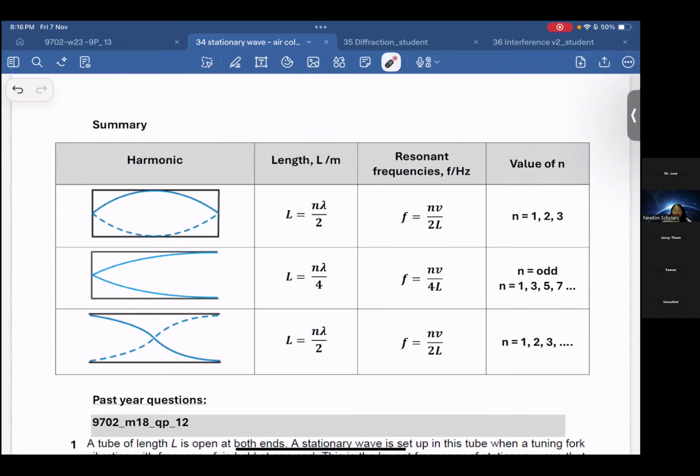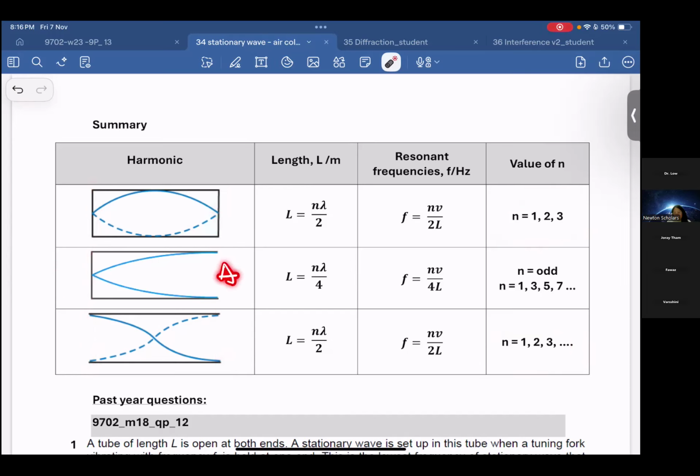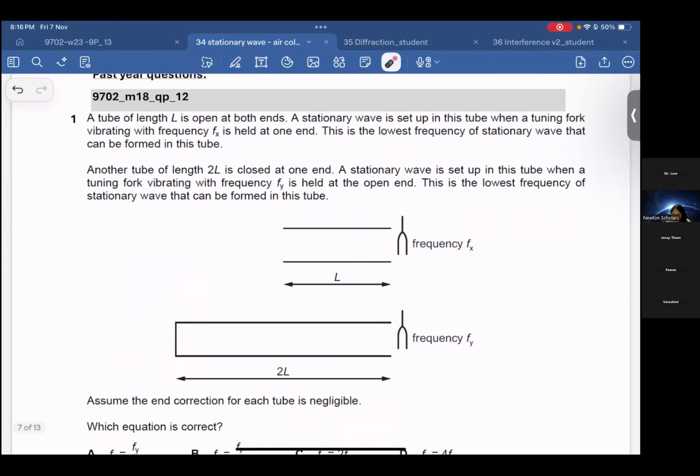Okay, here is the summary. Both ends closed and both ends open can both be 1, 2, 3 and continue. Only the second case, one end closed, one end open, has only 1, 3, 5, 7 and continue. Only odd numbers. This is the summary. The method of how we solve is actually the same.